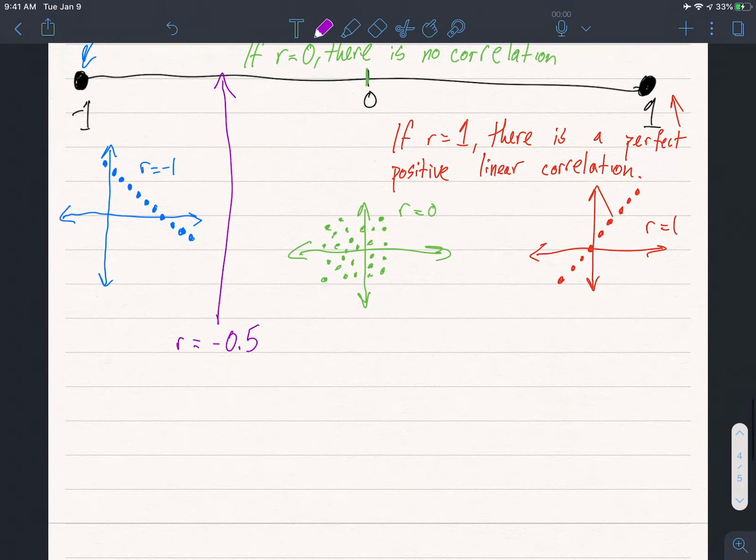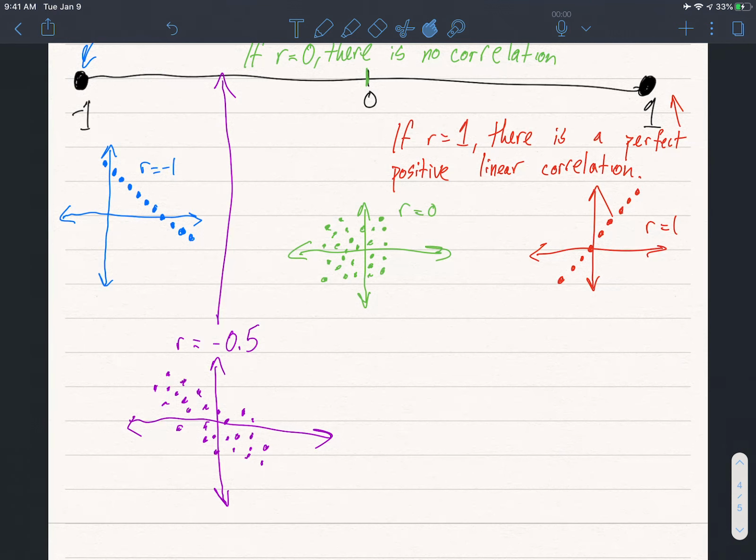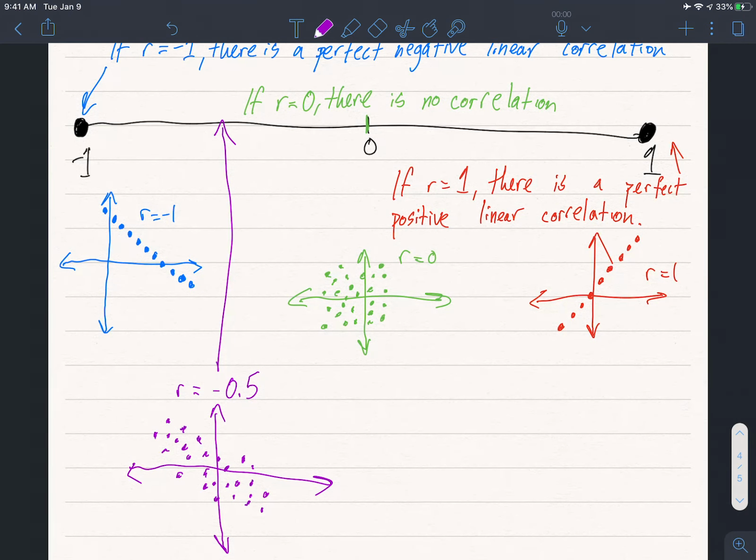-0.5. That means that I'm on the negative side, so my dots are following a negative line a bit, but it's not as tight of a line. It's not as perfect a line as, let's say, R equals -1, right? See, they're still following a relationship where they decrease a bit, but it's not that nice perfect line with R equals -1. It'd be a little bit sloppier, right? The dots have more variation away from that line.